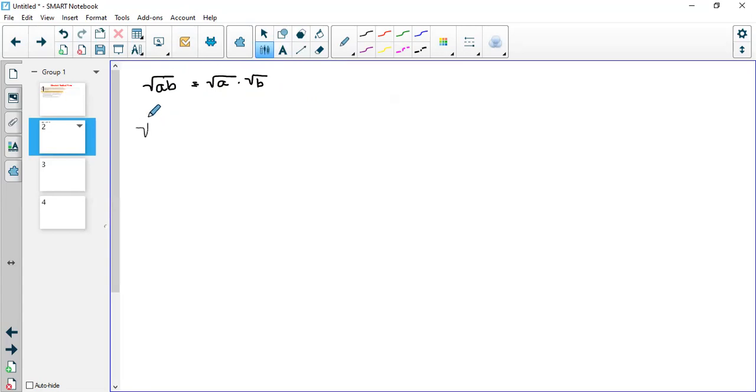The next rule is the square root of A over B. This is in fractional form, and it should be a whole square root. We can rewrite this as the square root of A over the square root of B. Similarly to how we separated the product, we can separate this and write it as well.